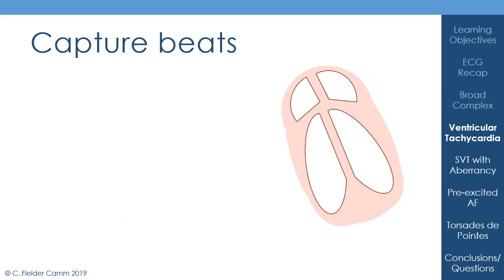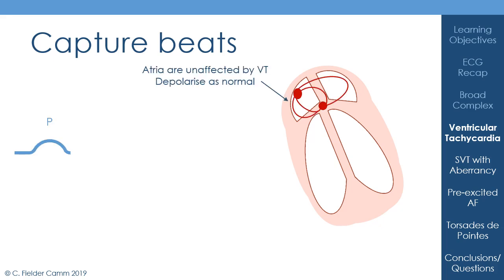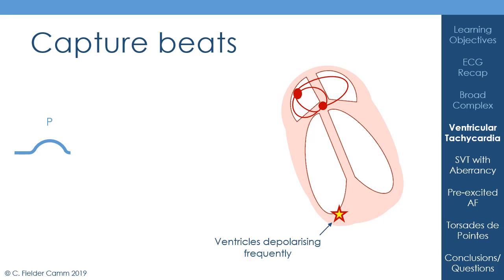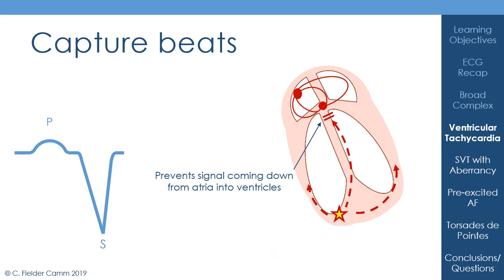Now, while you've got the ventricles in their ventricular tachycardia, the atria are just carrying on unaffected. And so they depolarize as normal. And you get these P waves. And as we've said, these can be unrelated to the QRS complex. And so the atria may depolarize, and the ventricles are also depolarizing frequently. And so you'll get these broad QRS complexes, as we've mentioned. But importantly, this depolarization from the ventricles normally prevents signals coming down from the atria into the ventricles. So you get these P waves, but you don't get any narrow QRS complexes from them.